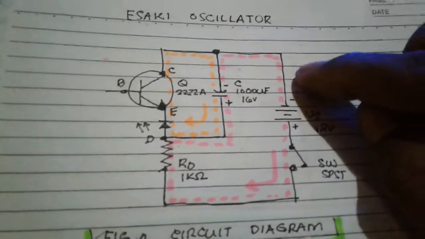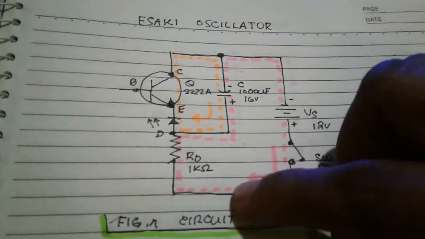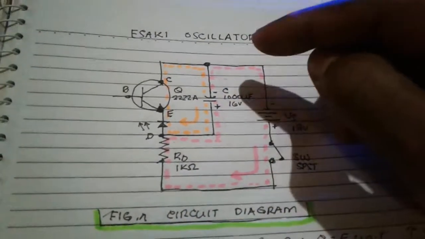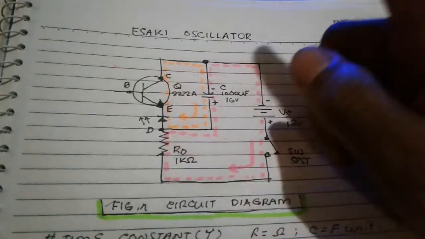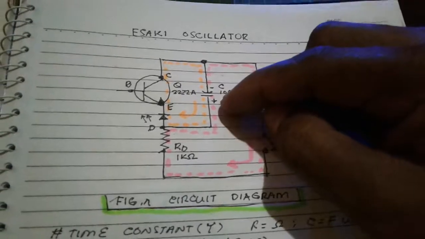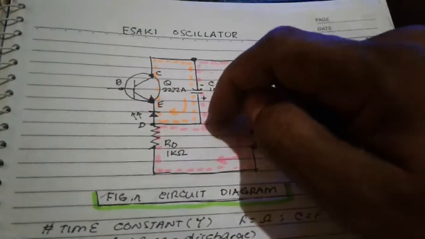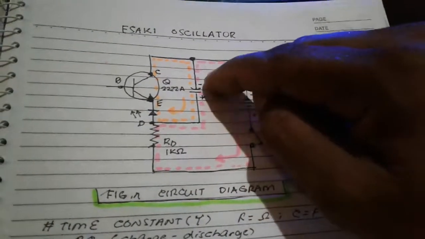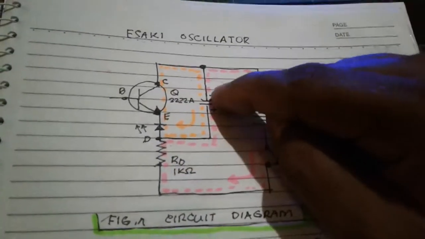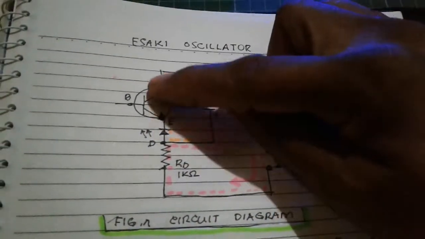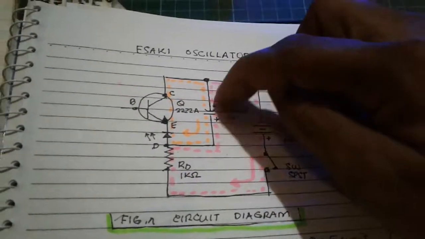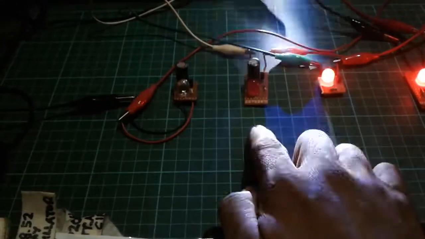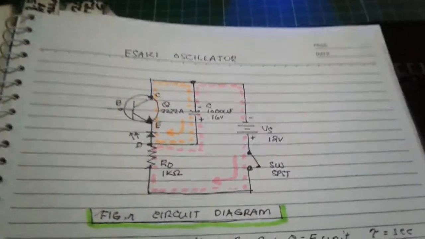So current flows from here to the LED and to the capacitor, charging the capacitor, and the LED is turned on. And now the time that the capacitor is discharging, it will turn on the LED through the LED, and then charging again the capacitor, making the LED turn off, and then discharging also the capacitor. So this is the discharging effect, charging, discharging, charging, discharging, making this LED blinker flasher. That's an Esaki oscillator.